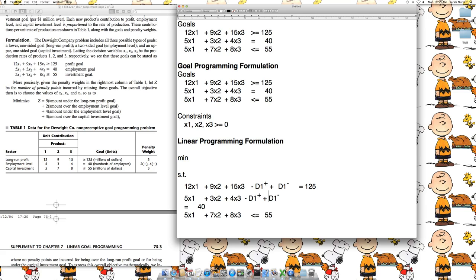So we're going to minus D2 plus D2 minus. We're going to say that this here equals 40. I'm then going to do the same thing here. Minus D3 plus D3 minus strictly equals 55.